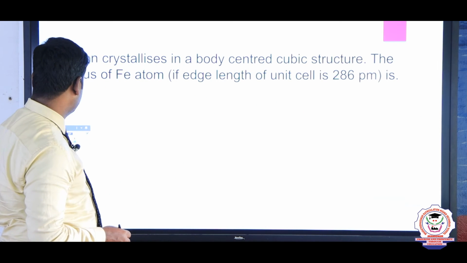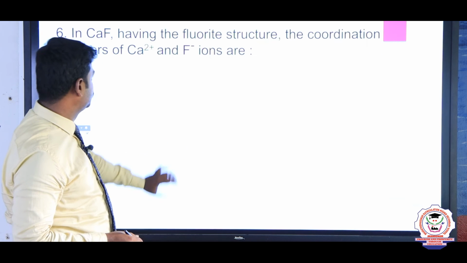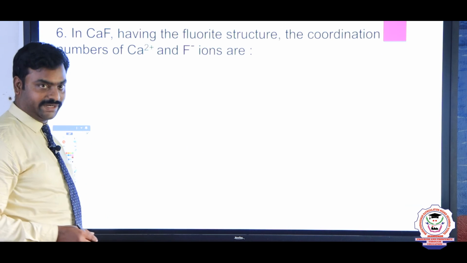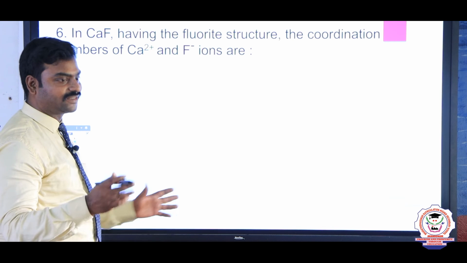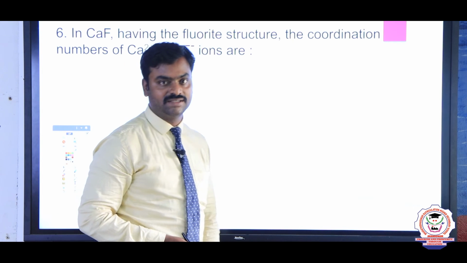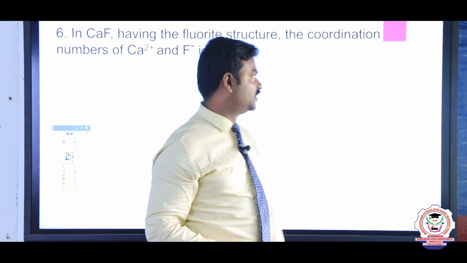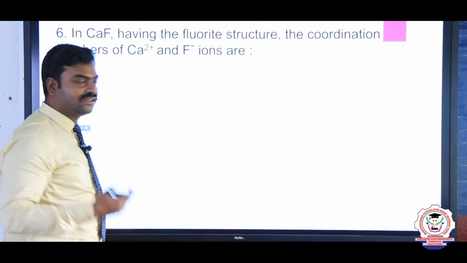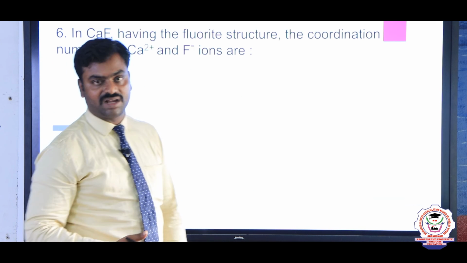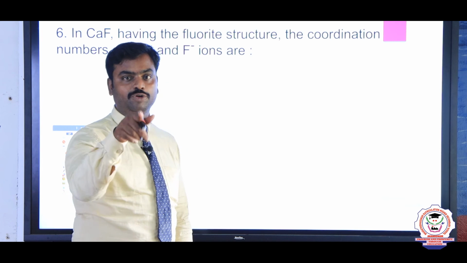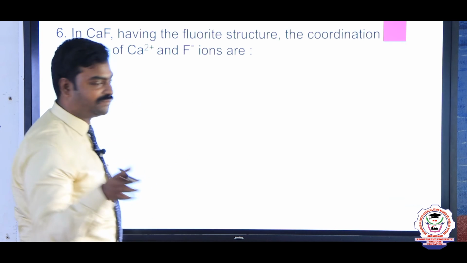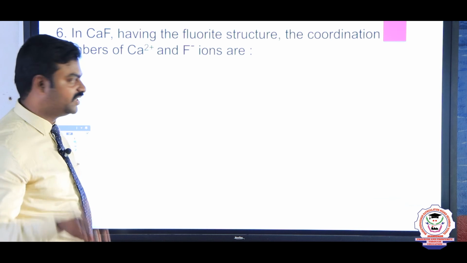The next problem. In calcium fluoride, having the fluorite structure. So calcium fluoride is forming a fluorite structure, and they are asking us to find out the coordination number of calcium 2 plus and then the fluorine minus. What is the coordination number and how can we find it?